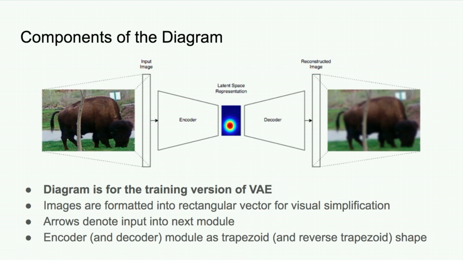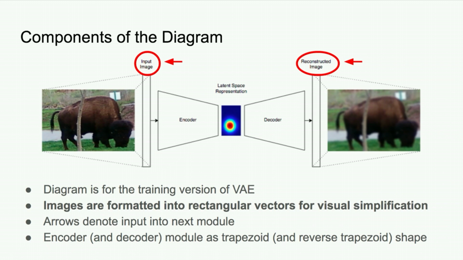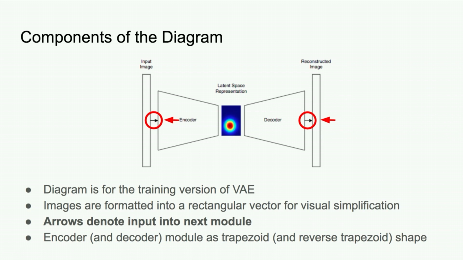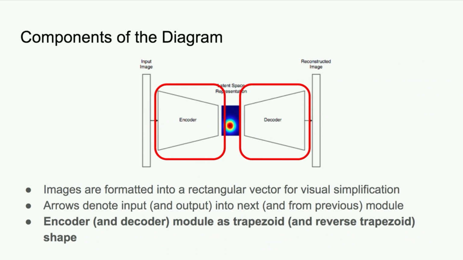Let's first describe the components of the diagram. This diagram is the training version of VAE. On the left and right, we have the input and reconstructed images. We reformat them to vectors for visualization purposes. This way, they can be removed from the diagram. Next, the arrows are used to denote input into the next module. Last is the network itself.